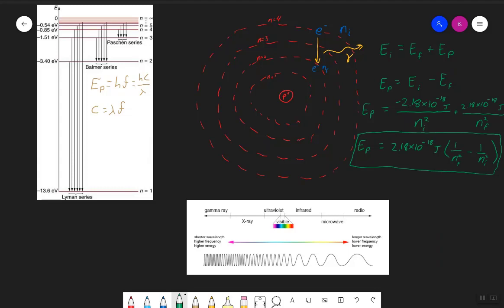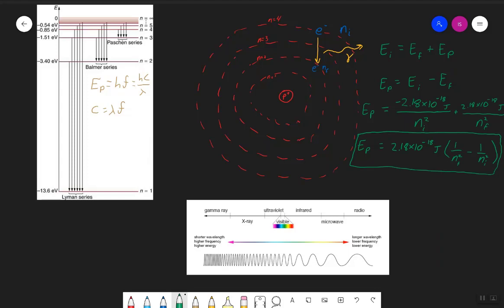So all the possible energies that the photon can have are all possible combinations of n final and n initial. And so now we can look at what happens. We have what are called different series when we're talking about this.